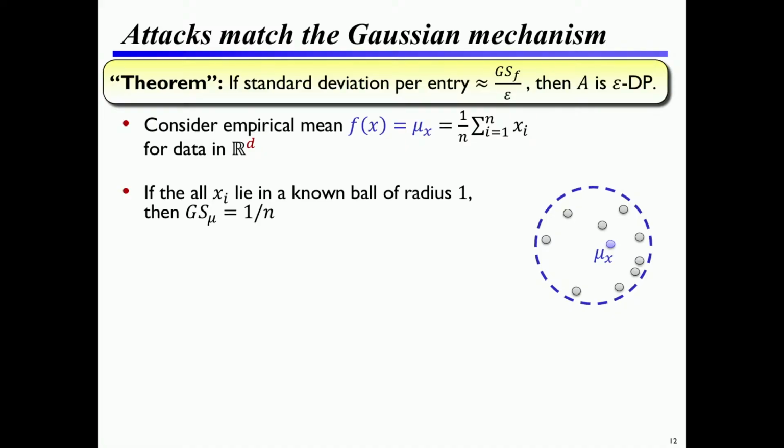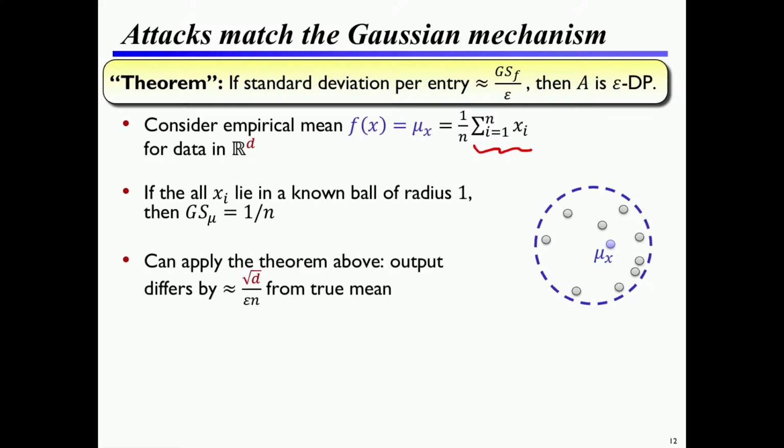Now, if I think through how much this mean vector can move when I change one data point: the mean is 1 over n times the sum, and so the mean can move in L2 by at most 1 over n when I change one of these data points. Imagine one of the terms in the sum changes, right? And so as a result, I can add noise with standard deviation about 1 over n per entry.